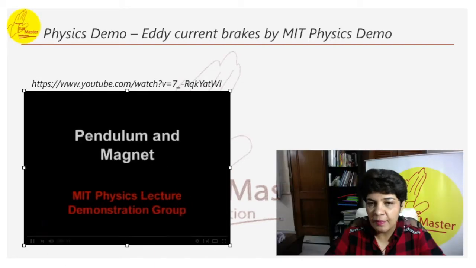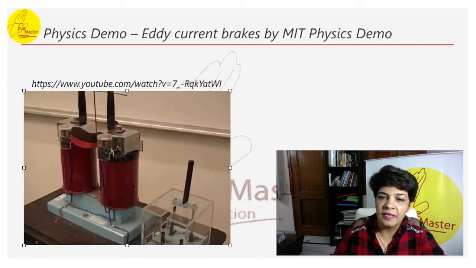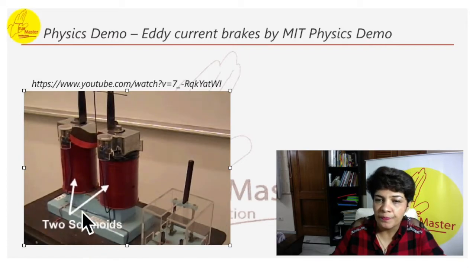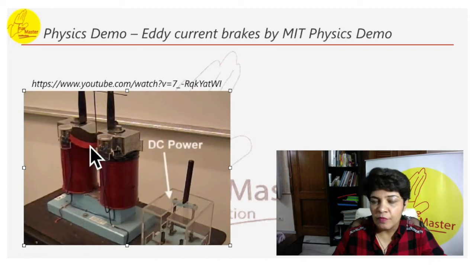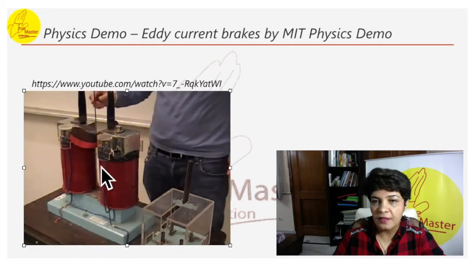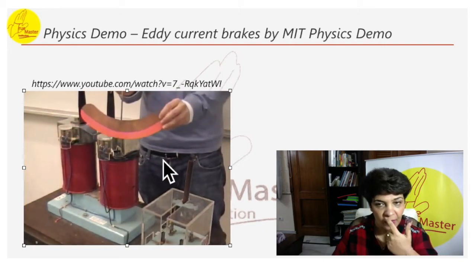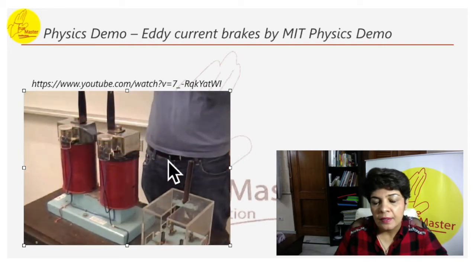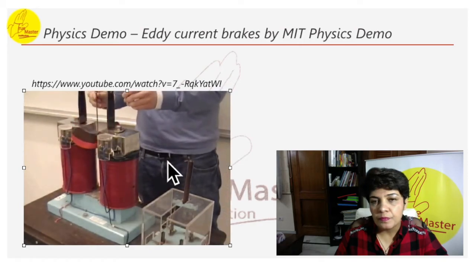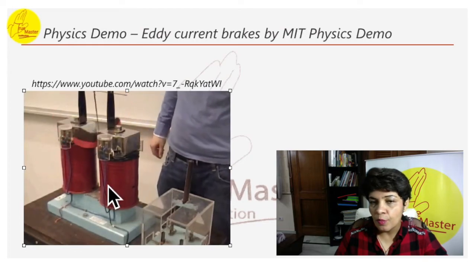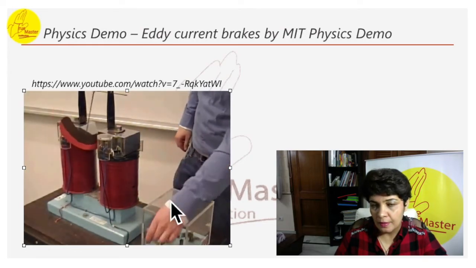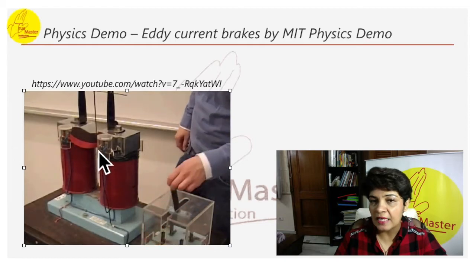Okay, this is an experiment done by an MIT physics lecture. I really liked it. They have taken two solenoids and a solid copper pendulum, which we'll just take out and show. This is the DC power current. We're taking this out just to show you how the copper plate is. This is a moving pendulum. The moment there is current here, it stops. It acts like a brake.